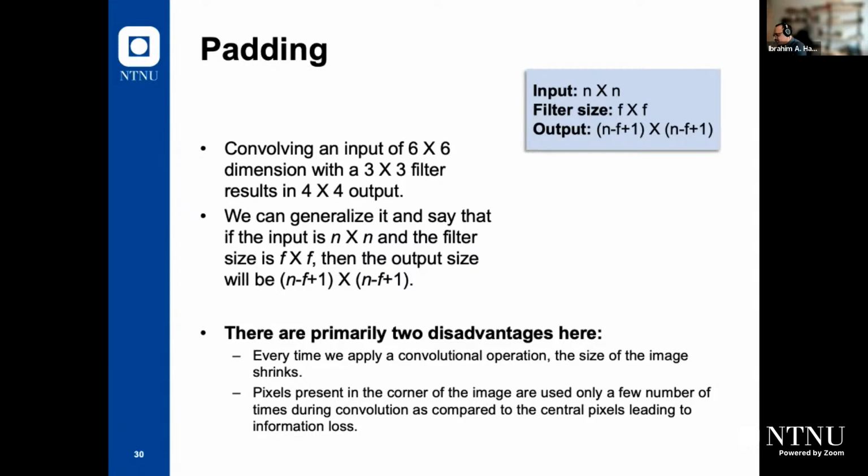So if we didn't use zero padding, the dimension of the output feature map will be less than that of the input image. In this case, we can generalize it: if the input is n times n and the filter size is f times f, then the output size will be n minus f plus 1 multiplied by n minus f plus 1. So we can just have an example here.